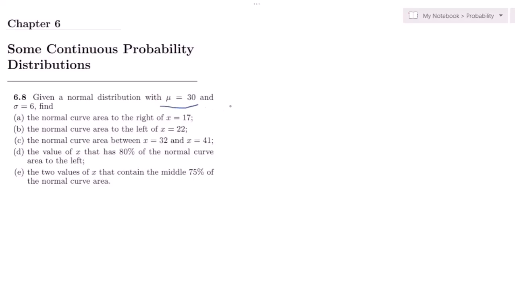This is question 6.8, and the statement of this question is: given a normal distribution with mu equal to 30, which is the mean, and sigma equal to 6, which is the standard deviation. Let me have here this distribution. Here the mean is 30 while the standard deviation is equal to 6.